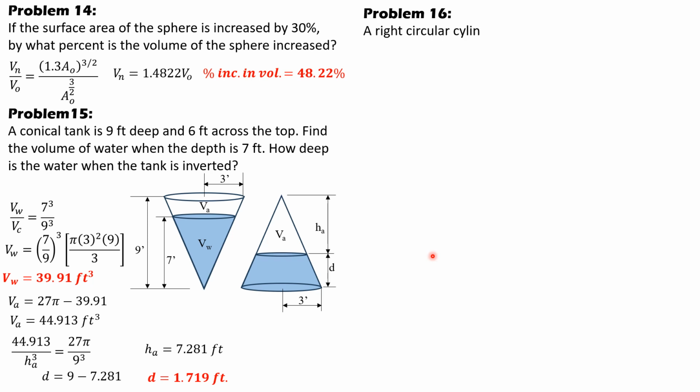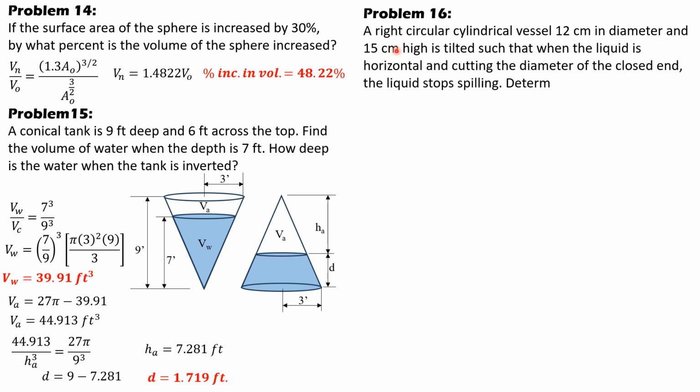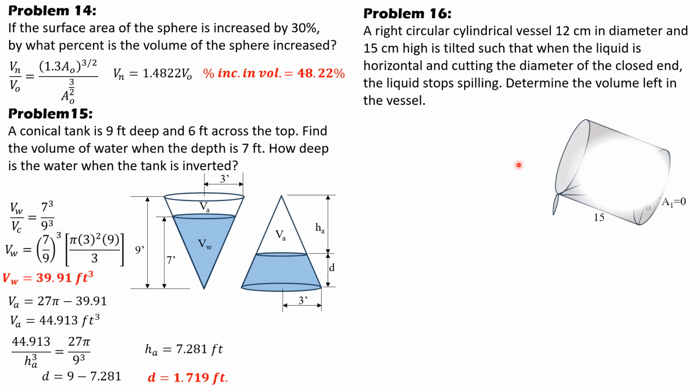Problem 16. A right circular cylindrical vessel 12 centimeters in diameter and 15 centimeters high is tilted such that when the liquid is horizontal and cutting the diameter of the closed end, the liquid stops spilling. Determine the volume left in the vessel. So in this case, we use the prismoidal formula. And before we can use that, let's have the figure so that we can analyze the situation.